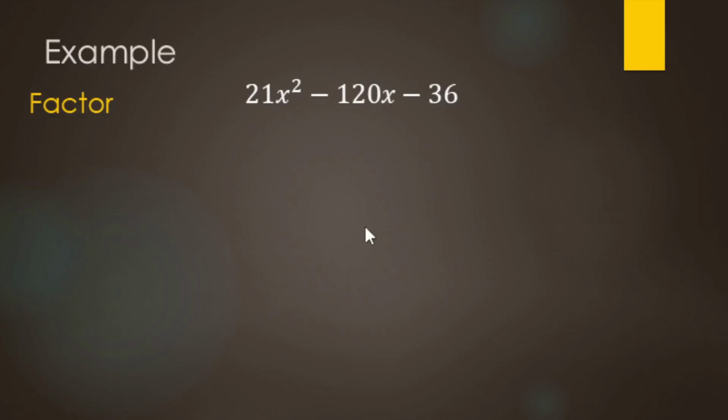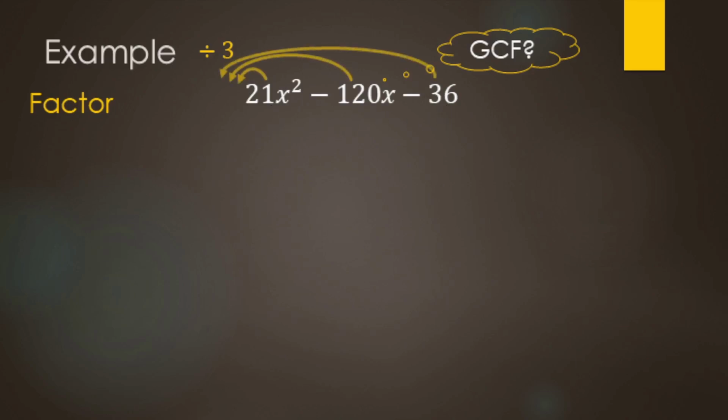So now we're going to factor 21x squared minus 120x minus 36. Remember with these, always check to see, is there a greatest common factor that we can undistribute? In this case, all three of these terms can be divided by 3, so that's what we are going to undistribute. So our next step is going to look like this. We're going to have that 3 and then parentheses, and then we're going to divide out that factor of 3. So 21x squared divided by 3 makes 7x squared, minus 120x divided by 3 is minus 40x, minus 36 divided by 3 is a minus 12.